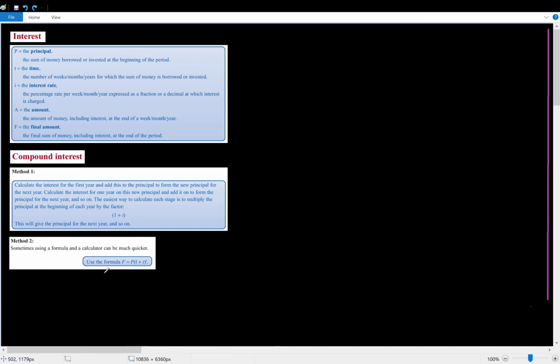Or the other method is where we use this formula here. This is the compound interest formula. It's F equals P multiplied by 1 plus I to the power of T. We've already talked above about what all those letters stand for. And that was probably a bit confusing, so what we're going to do now is the exact same question, first using method 1 and then using method 2, so we can see exactly how these work out.